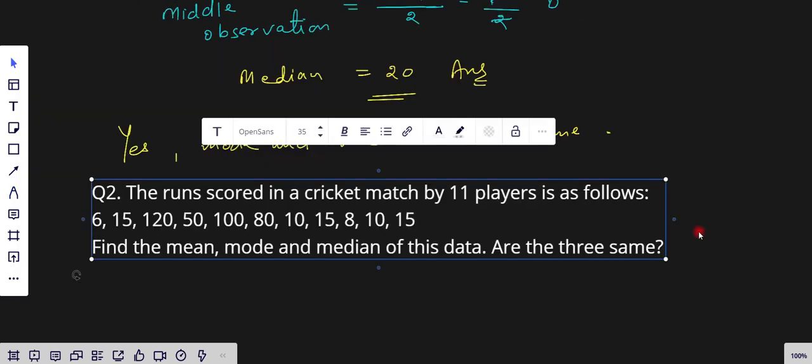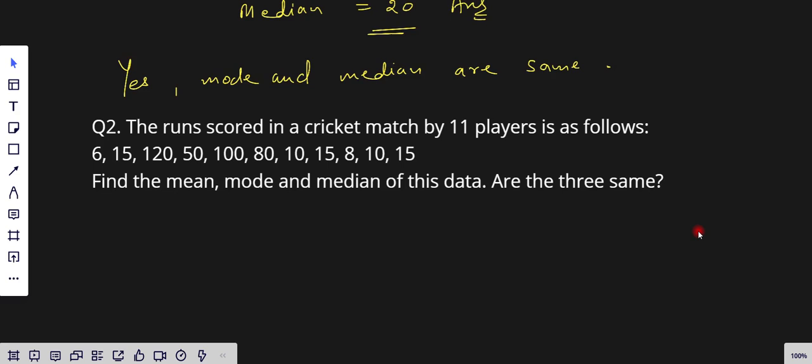Okay students, now the next question is question number 2 of your exercise 3.2. The question says the runs scored in a cricket match by 11 players are as follows: 6, 15, 120, 50, 100, 80, 10, 15, 8, 10 and 15. These are the runs scored by the players. You need to calculate the mean, median and mode of this data, and then analyze whether these three values are the same or different.